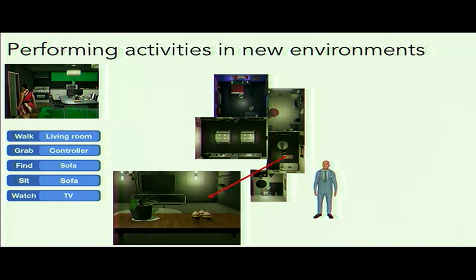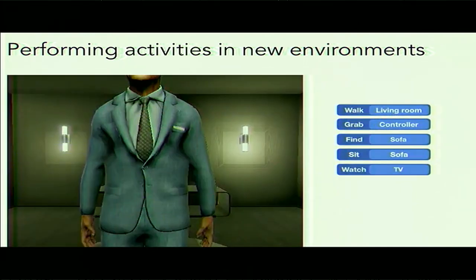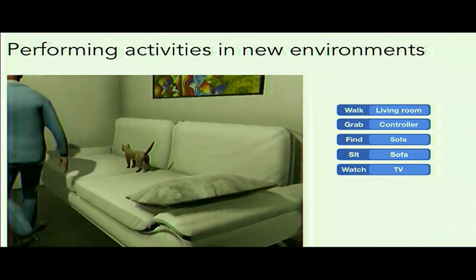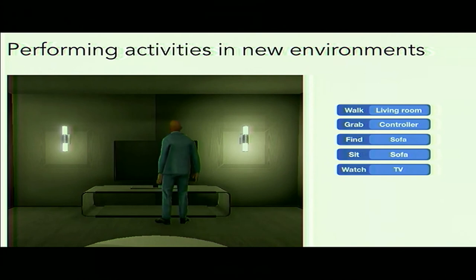Maybe suddenly the TV is off and there's no remote control, or the sofa is occupied by some entity, and we would like to adjust to that. So what would happen if we just executed the same program that we predicted? Well, the agent would have some trouble. It wouldn't be able to sit on the sofa, and when it tries to watch TV, because it didn't predict turning on the TV before, it wouldn't be able to watch the TV.